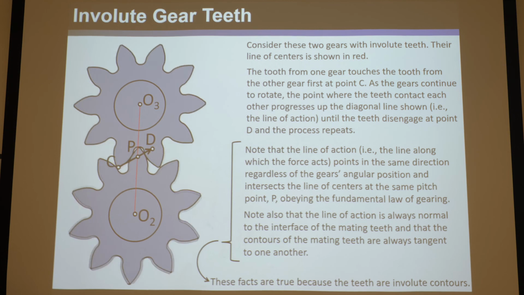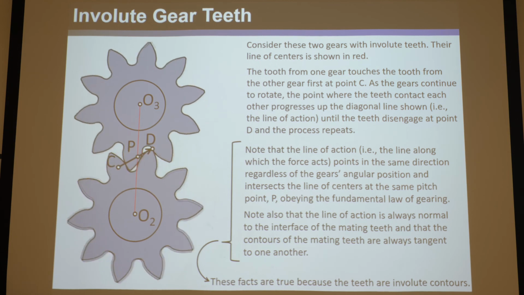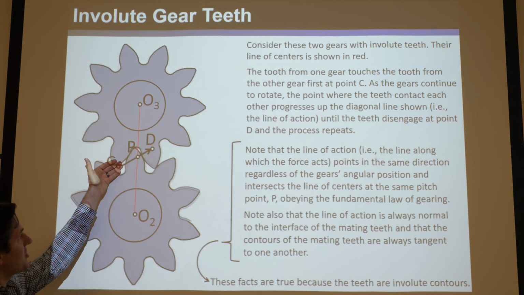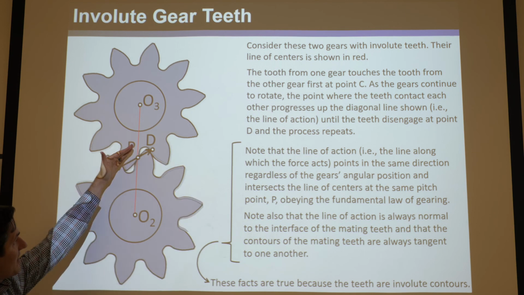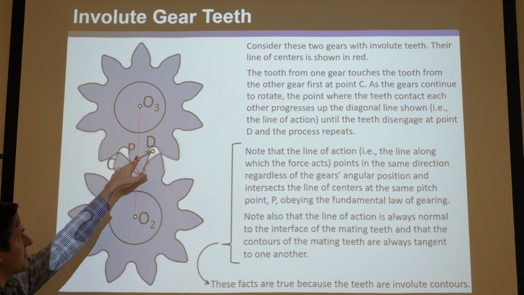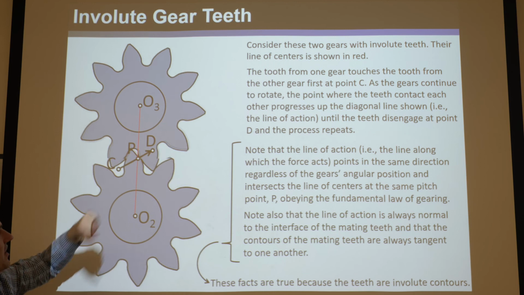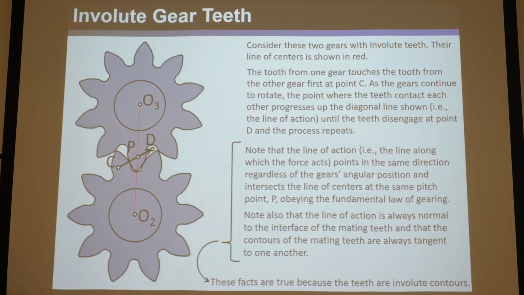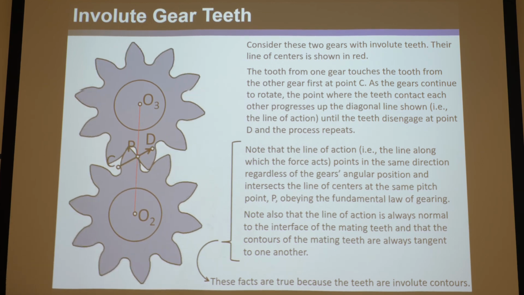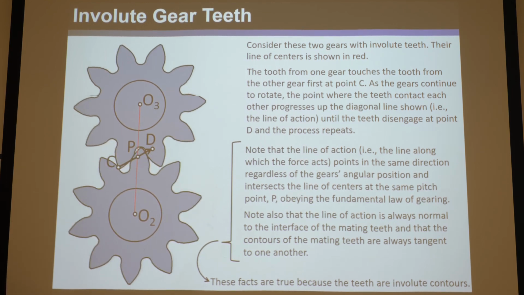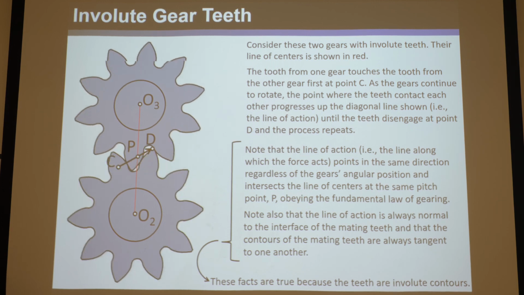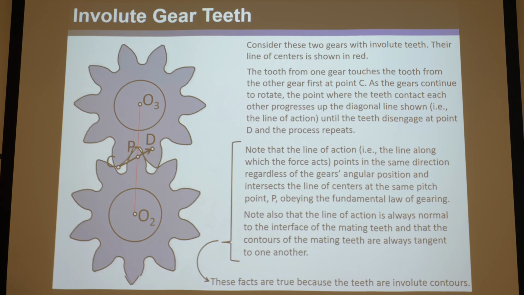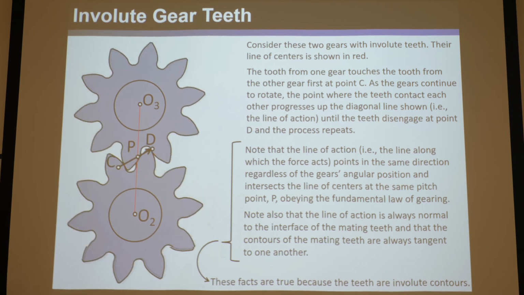Okay, and so as a consequence, because they're involute teeth, because there are these involute contours, that means that at every position, this line is going to stay steady. It's not going to be wobbling up and down and changing the pitch point along the line of centers. Therefore, that'll stay the same. Therefore, the distance between O3 and P and O2 and P will stay the same, and therefore the ratio will stay the same. And that means the angular velocity ratio will be constant, and the fundamental law of gearing is obeyed. Okay? So the contour of the teeth is everything to obey the fundamental law of gearing. It's got to be involute.